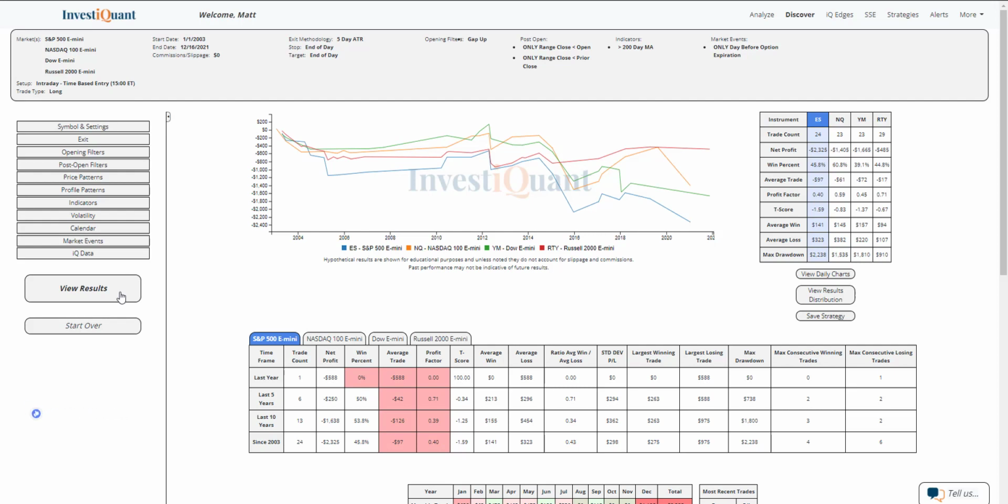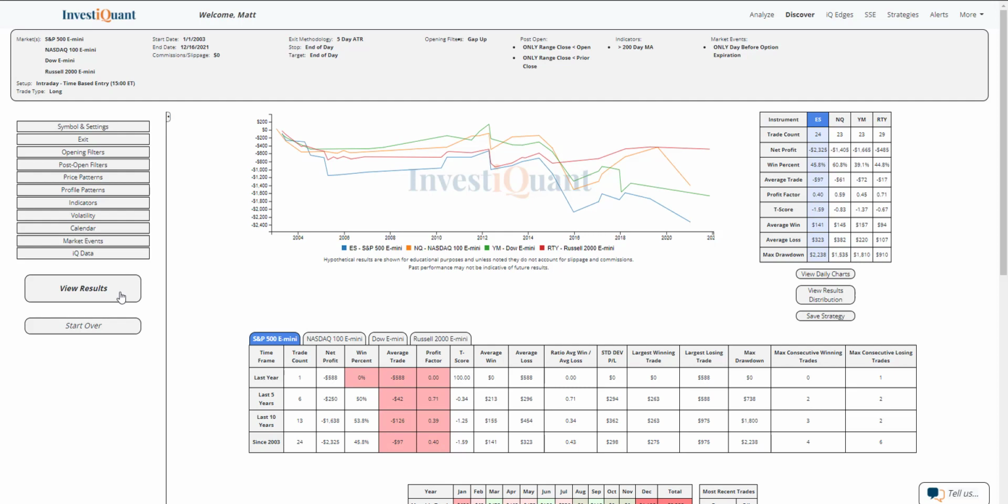the Russell. Win rates on 3 of the 4 are coming in a little bit weak, with the S&P coming in at 46%. NASDAQ's the only one that's favored at 61%. The Dow, 39%. The Russell, 45%. So a little bit weak as a group.